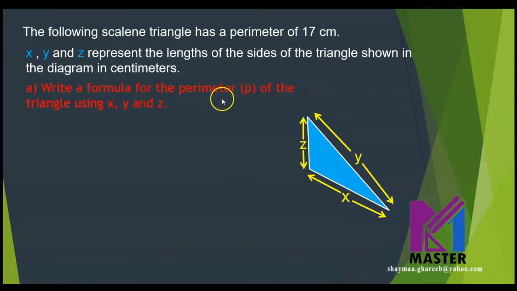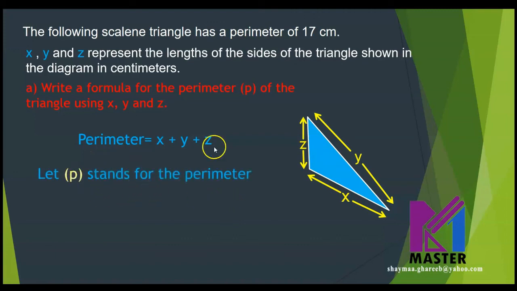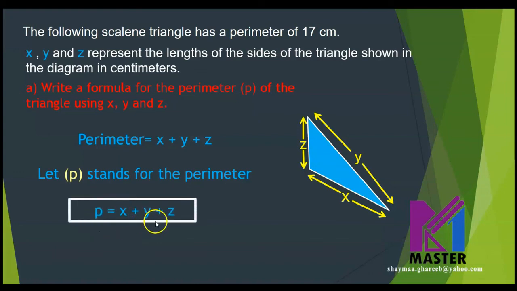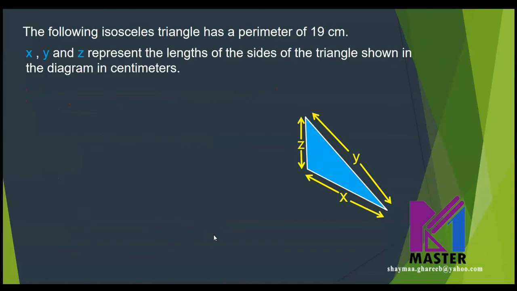Write a formula for the perimeter P of the triangle using x, y, and z. Of course, we said we are going to use P for perimeter. And we said before, perimeter is adding all the sides, which means I'm going to add x and y and z. Then I will use P for perimeter to write the formula as it said in the question. So P equals x plus y plus z.